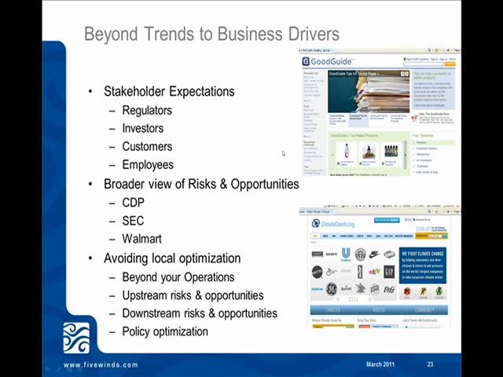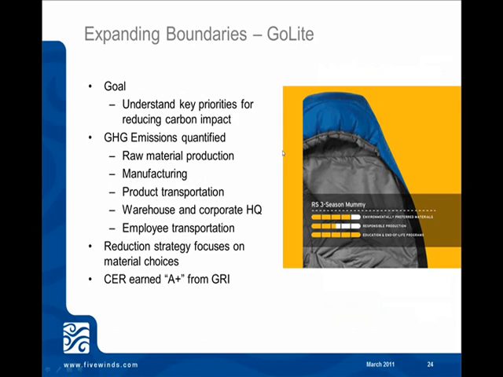So I just wanted to show a couple of really quick examples here of some of those trends. If you want more details, both of these next two case studies are available on our website. GoLite is an outdoor equipment company based in Colorado. They make lightweight clothing as well as supplies for outdoor travel, backcountry travel.